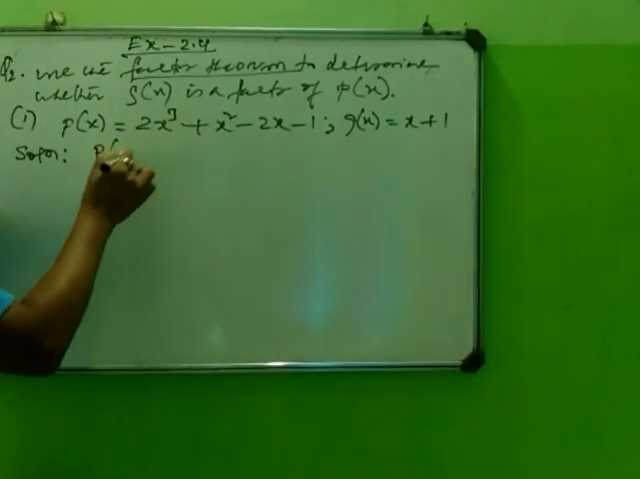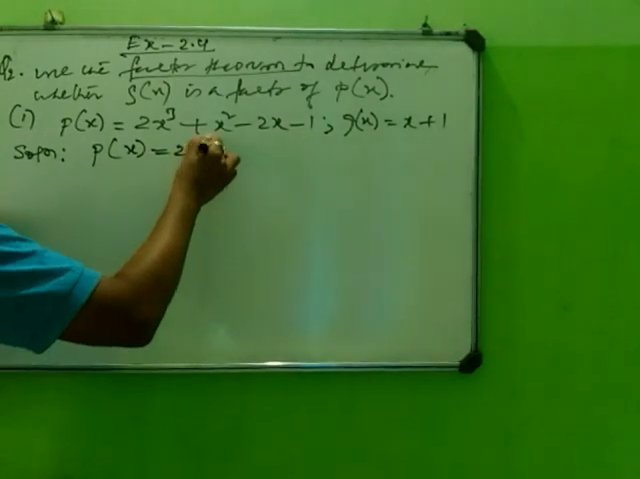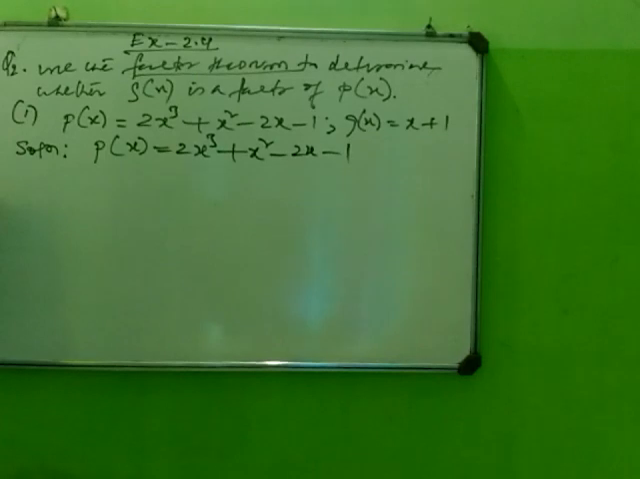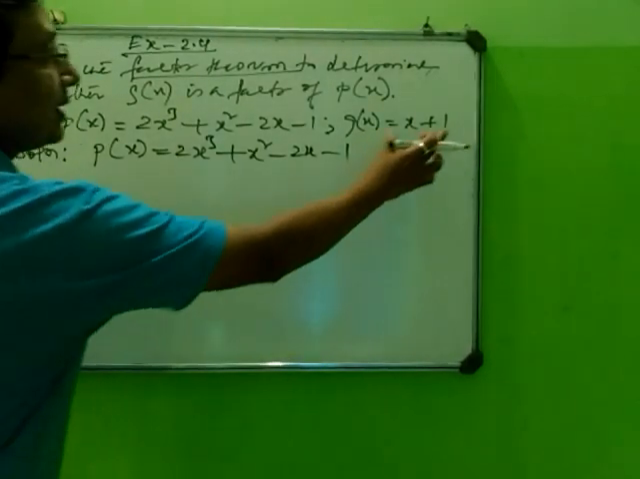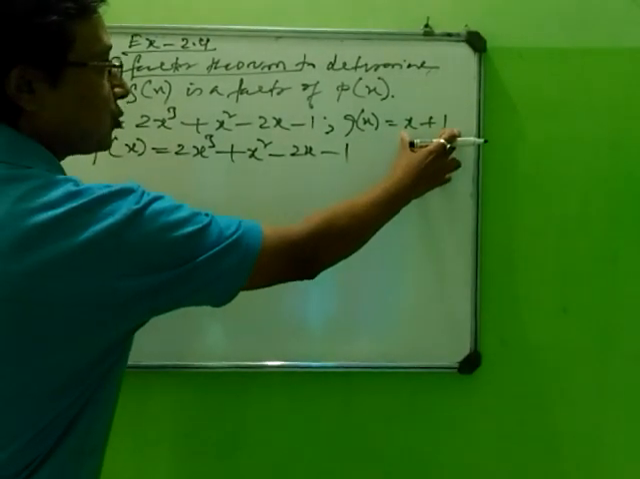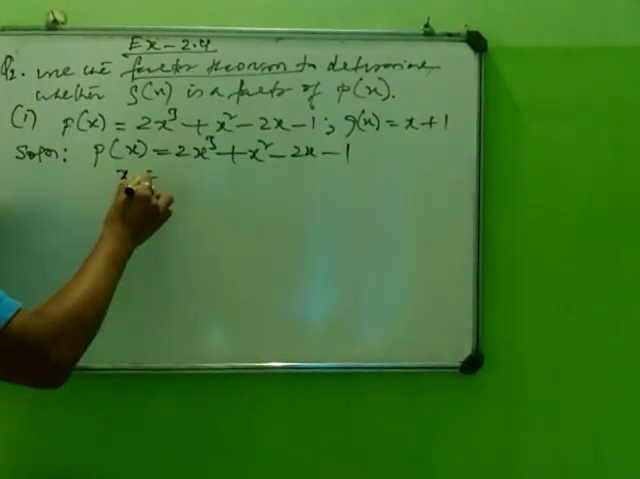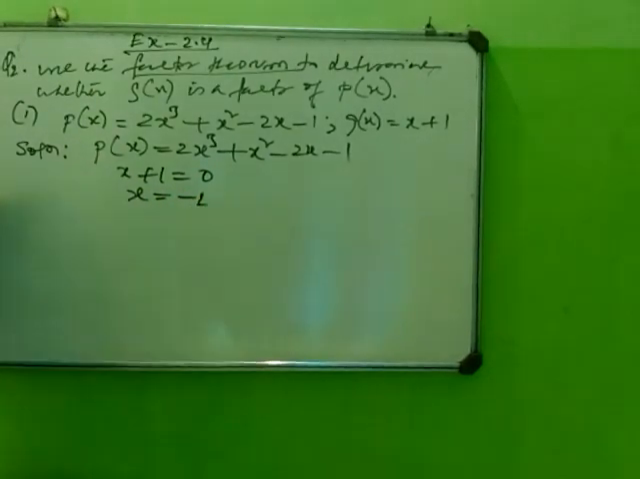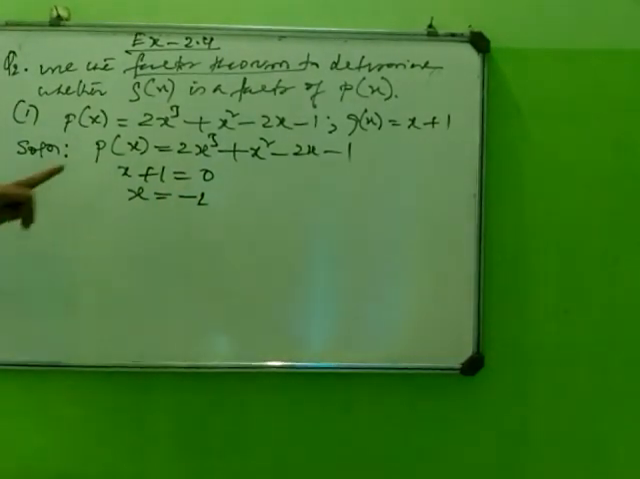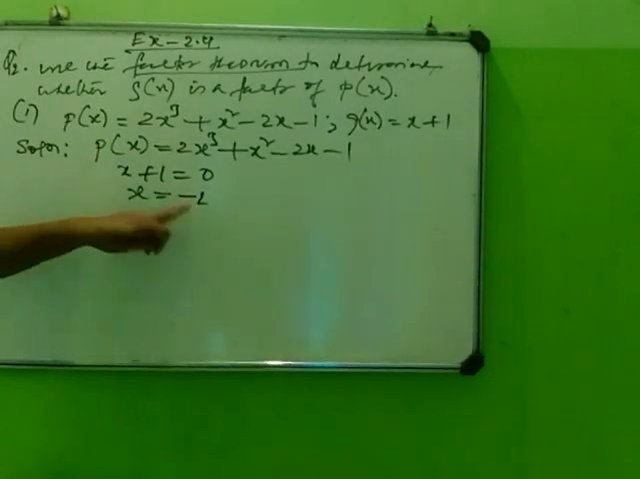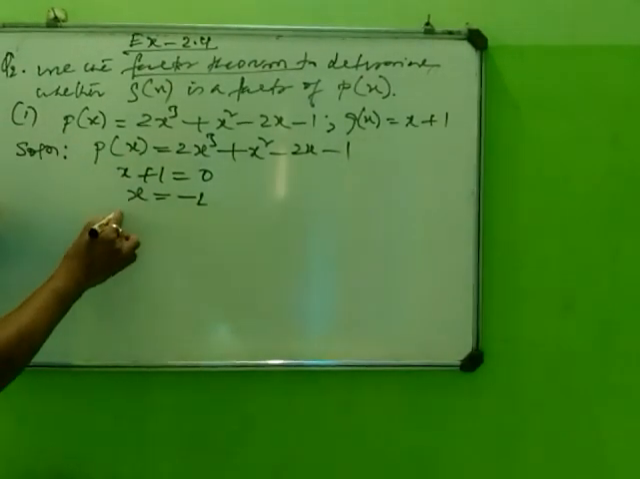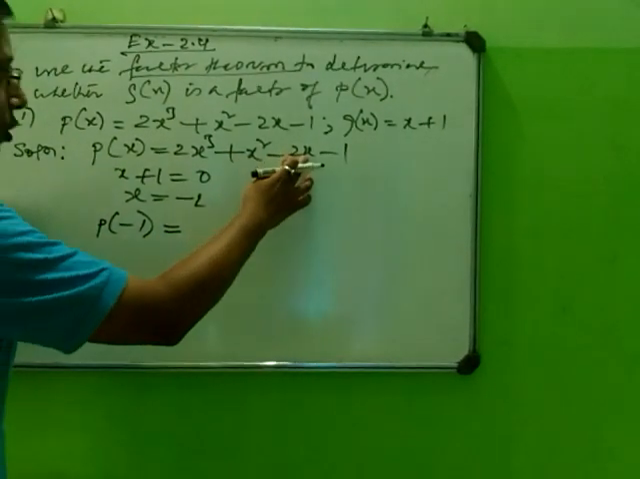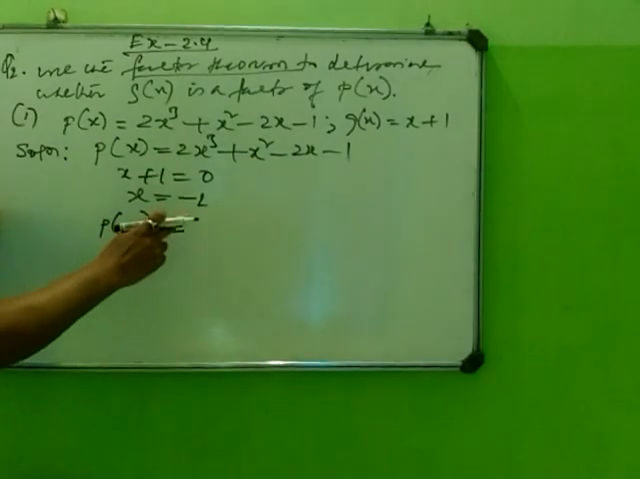So p of x equals twice x cubed plus x squared minus 2x minus 1. Now this is the divisor. Make the divisor equal to 0. So x plus 1 equals 0, so x you got minus 1. Now you are going to put minus 1 in place of x. So p of minus 1 equals, all these values of x will be replaced by minus 1.